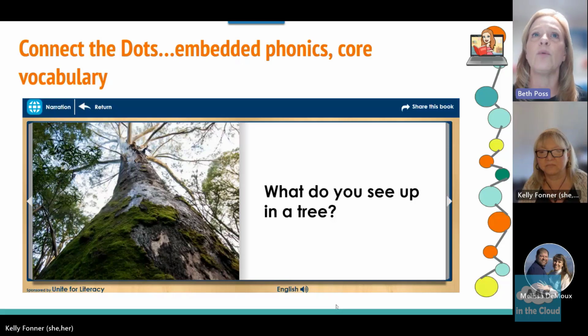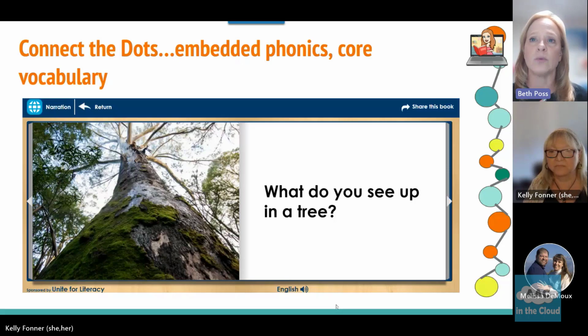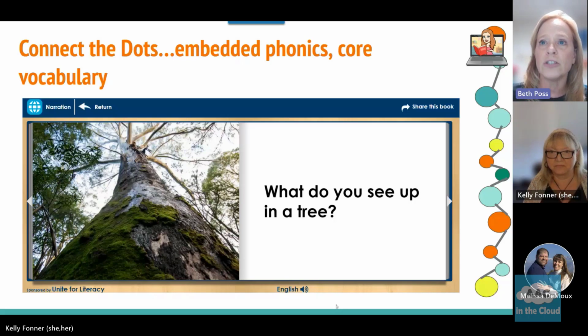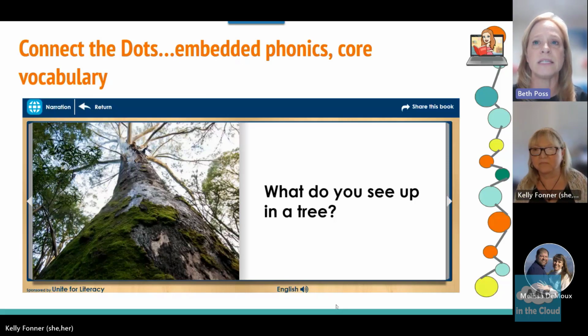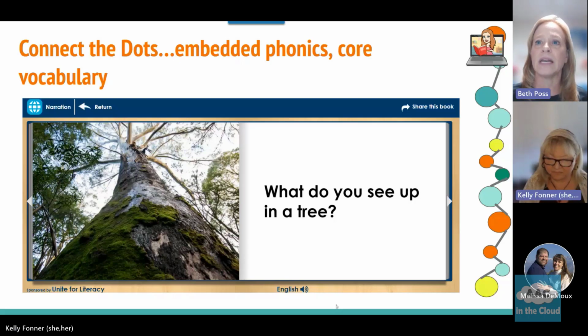But as we're reading this, if we've just finished the lesson like Kelly did with Creedy, where they made the word in, we could find in this particular book the word in. As we're reading it, what do you see up in a tree? Oh, the word in is in there. We just practiced making in on our Jamboard. We just practiced making in with our magnetic letters. Can we find the word in this book? I see it, I, N, in, right?